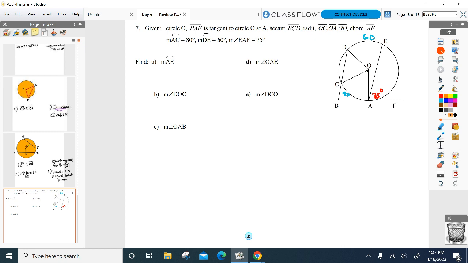Can I find the 2? There's 2 more remaining arcs that I do not know the measure of. Can you find the measure of those arcs? You should be able to, if you know your facts, right? Find the measure of the two remaining arcs so we can go to town.